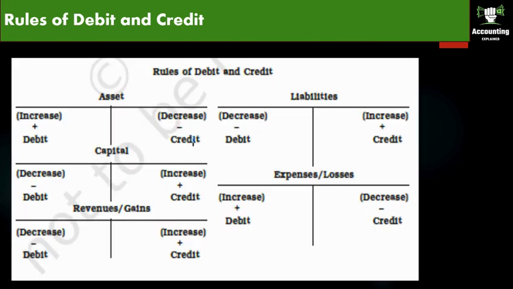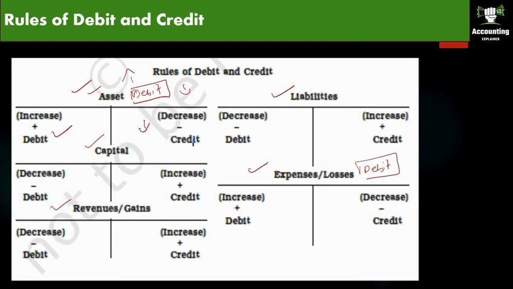This tabular column I have taken from your textbook. See, there are categories of accounts: assets, liabilities, capital, revenues or gains, and expenses and losses. Assets will have a debit balance. Similarly, expenses will have a debit balance. So when you are going to increase the debit balance, you have to debit it. Increase in asset means increase in the debit balance, so you have to debit it. Decrease in the asset means you are going to decrease the debit balance. What is the opposite of debit? Credit. You have to credit the asset account.